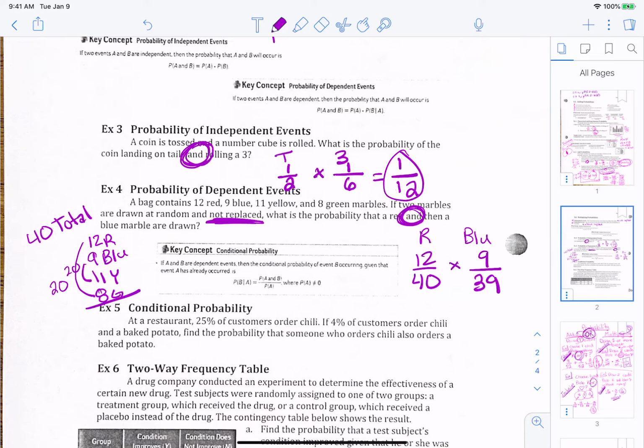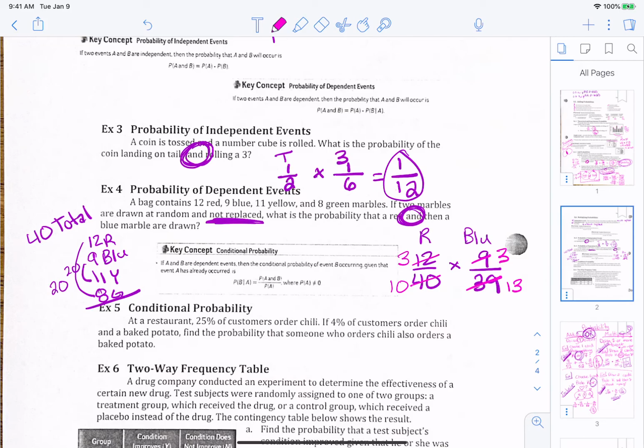Okay, so let's reduce stuff if we can. So 12 and 40. I can divide both of those by 4. If we reduce to start with before we multiply, then it makes life easier. So 12 divided by 4 is 3. 40 divided by 4 is 10. Okay, 9 and 39, will those reduce? You betcha. 9 divided by 3 is 3. 39 divided by 3 is 13.